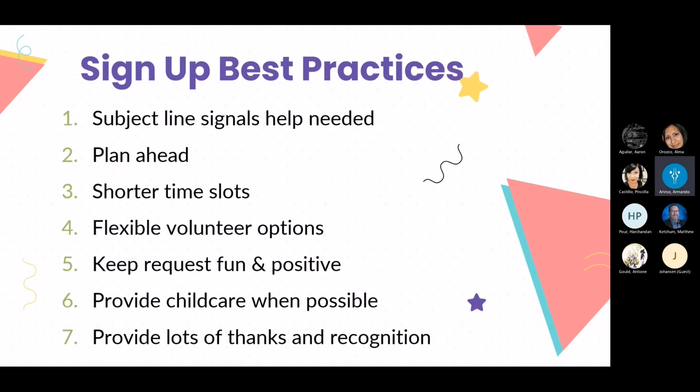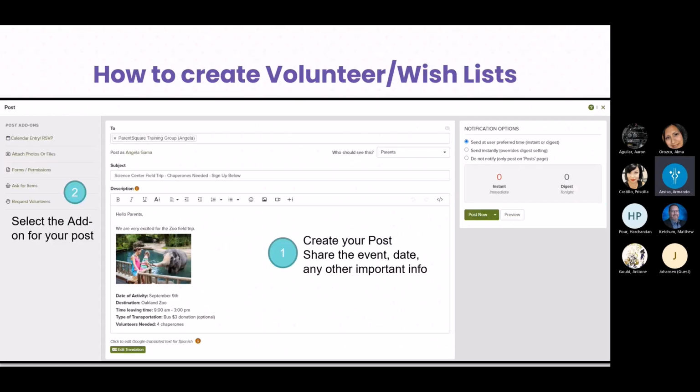Give them options, like I said, different opportunities to volunteer, different times to volunteer. Make sure that request stays fun and positive. Use the tools that we've just shown you to kind of create some excitement around your post, so it's not just another text on the screen. And then if you can, provide childcare when possible. Again, a great way to do that is to use the tool to create a childcare request and then use the tool to create a request for the event. So kind of get a two for one there. And then also always thanks and recognition are going to be great.